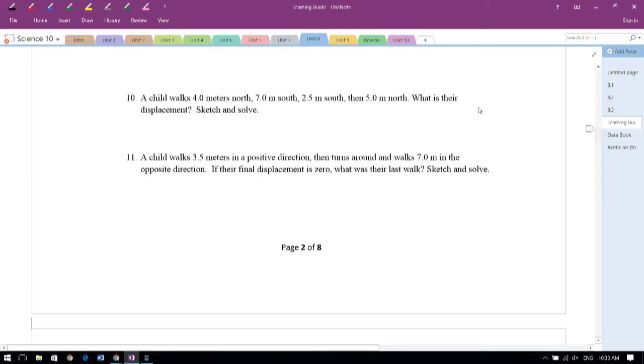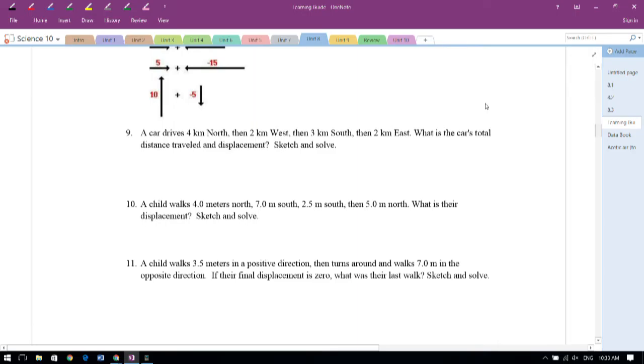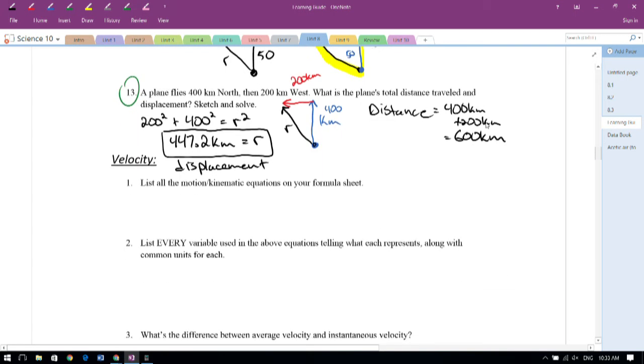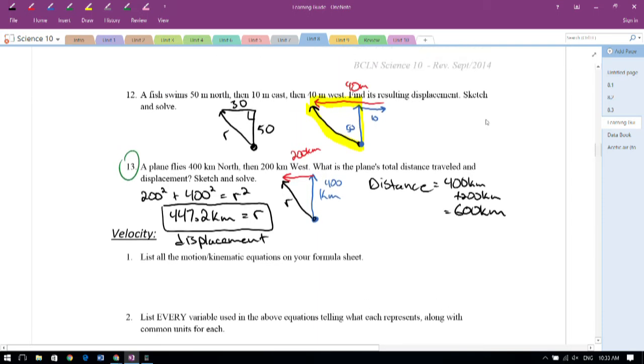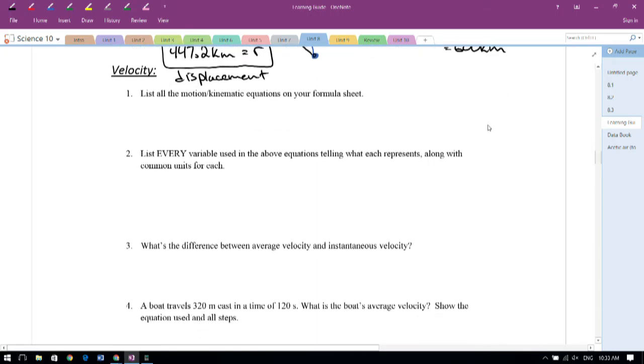What else do we have here? You should be able to add those. You should be able to do these 9, 10, and 11, hopefully. 12 and 13 are non-right angle ones. You should be able to do those just like what we just did. And then velocity is where we're going to pick up next day. We'll start talking about velocity.